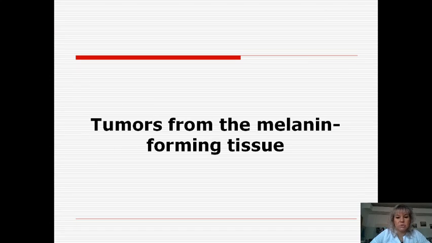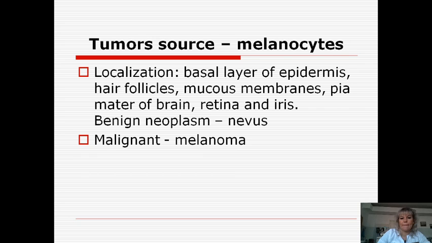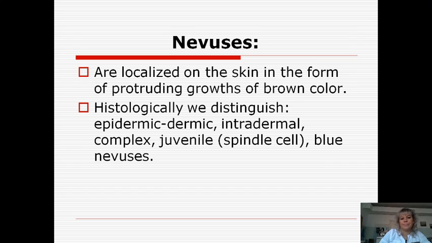The next information is about melanin forming tissue. Tumor source: melanocytes. Localization: basal layer of epidermis, hair follicles, mucous membranes, pia mater of the brain, retina and iris. Benign formation, not a neoplasm. Benign formation is nevus, a typical abnormality of the skin, and malignant melanoma.